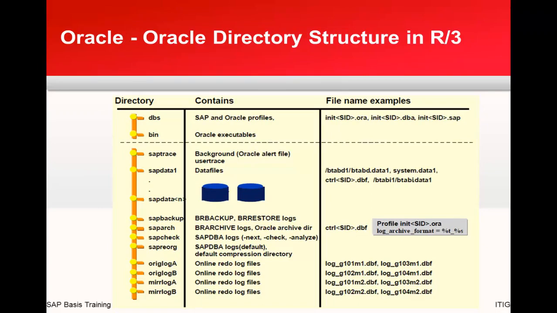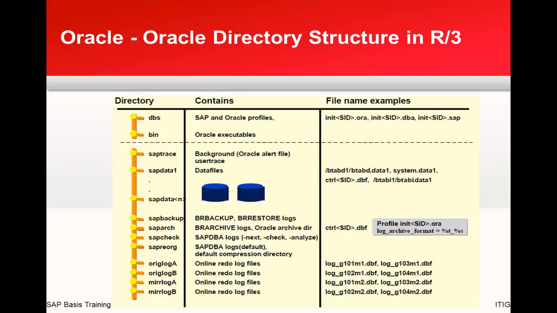Okay, here we are talking about the directory structure in R/3. This is just to give you an idea of which are the key directories present in an Oracle database. You have the DBS, that is the database directory. You have the bin folder where you have all your Oracle executables, and the type of files present here are something like initSID.ora, initSID.dba, initSID.sap. Take note that the initSID.sap file is for storing SAP related configuration, especially used by the BR tools. Then you have sapTrace, where the Oracle alert file or the user trace is.